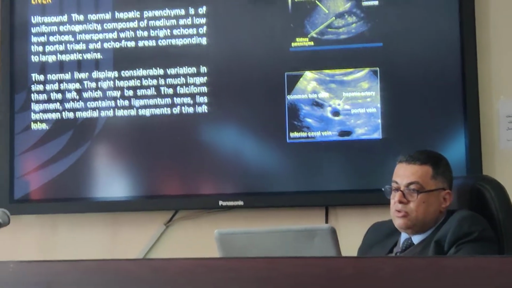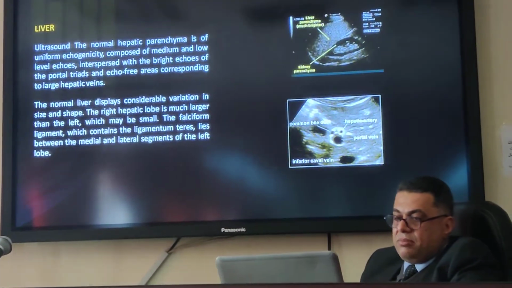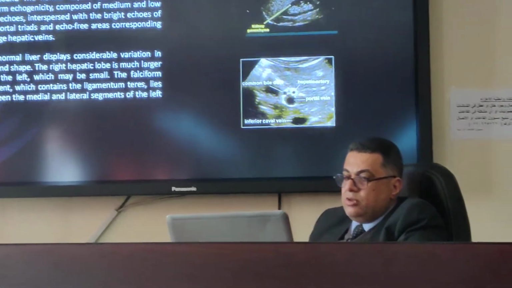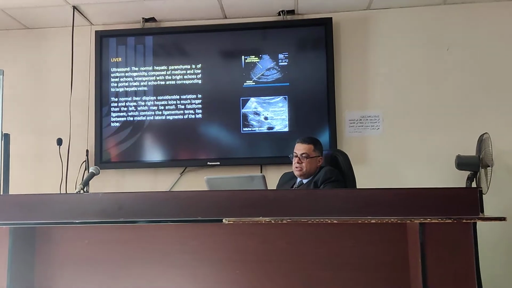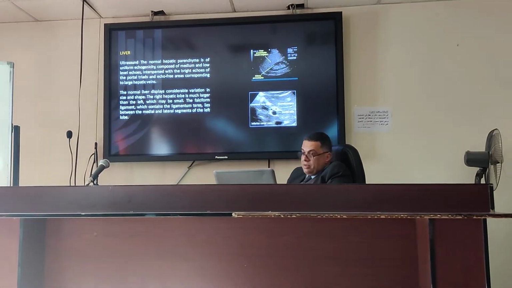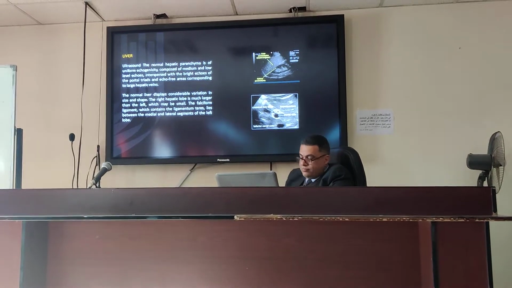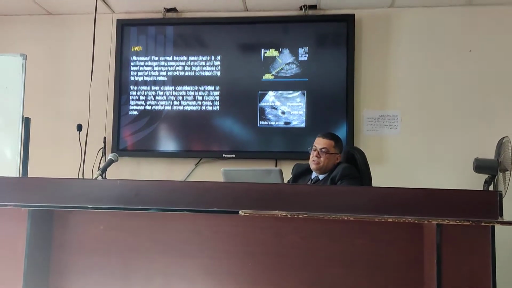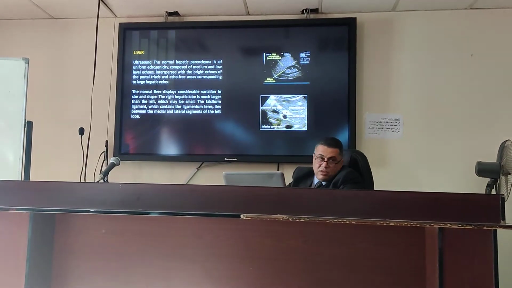The right hepatic lobe usually is much larger than the left lobe, which may be small. The falciform ligament, which contains the ligamentum teres, is visualized between the medial and lateral segments of the left hepatic lobe. Okay? The fissure for the gallbladder divides the liver into the right and left hepatic lobes.